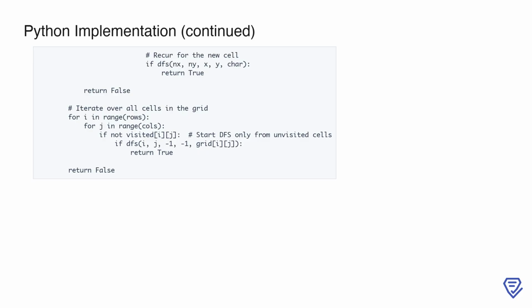After defining the DFS function, we iterate over each cell of the grid using nested loops. For each unvisited cell, we initiate a DFS traversal by calling the DFS function with the current cell's coordinates, setting the parent's coordinates to -1 since it has no parent initially, and passing the character at the current cell. If any of these DFS calls returns true, it indicates the presence of a cycle, so we immediately return true from the containCycle method. Finally, if we complete the entire grid without finding any cycles, we return false, as this means no cycles exist in the grid.